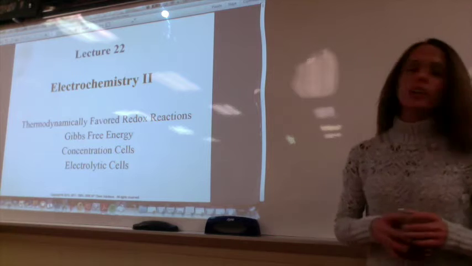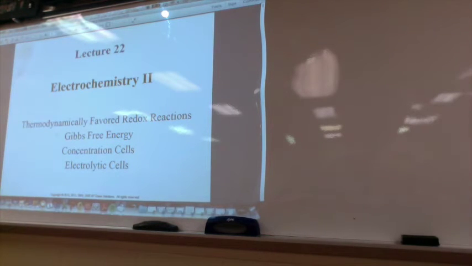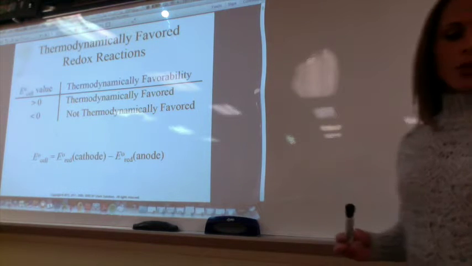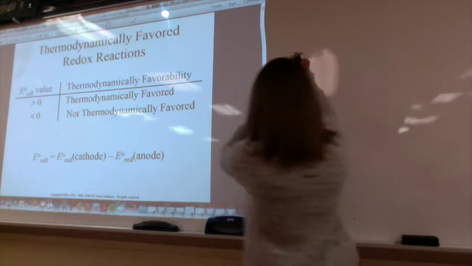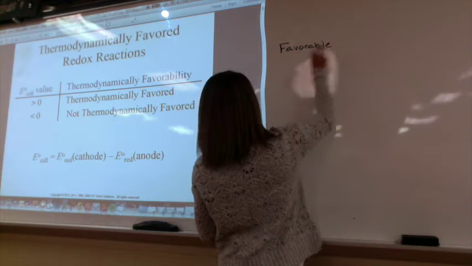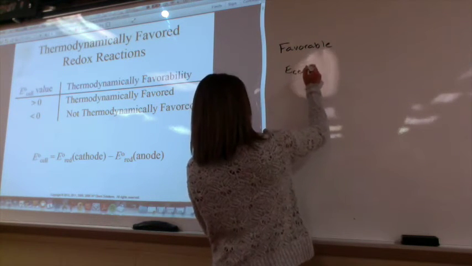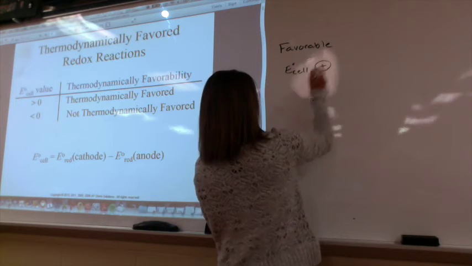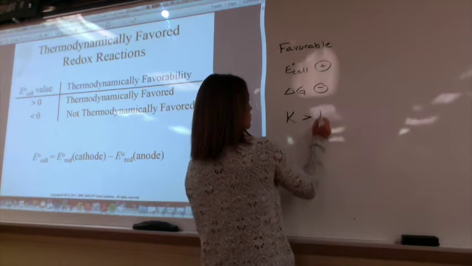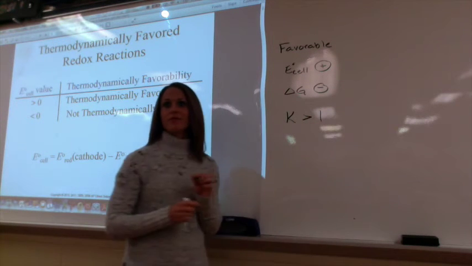So we're going to look at thermodynamically favored reactions, and I want you guys to just jot this down on the side of your notebook somewhere or on your piece of paper. We know that if something is favorable, it should have these specific conditions. E cell is going to be a positive voltage. You know that delta G needs to be negative, and that K needs to be greater than 1. We all know this, right?